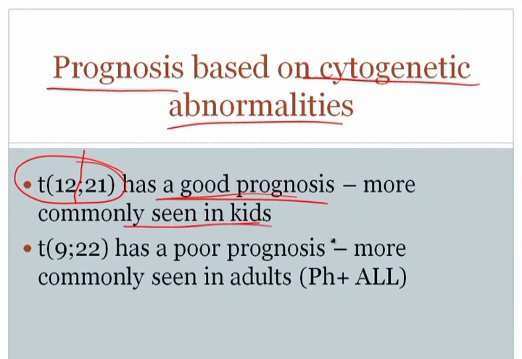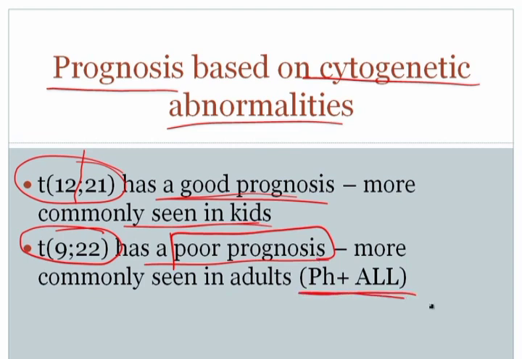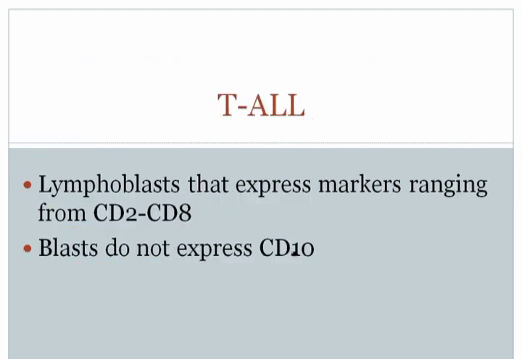Now there is another subtype of ALL in which patients can actually have a 9;22 translocation, and the 9;22 translocation has a poor prognosis. Now remember that the 9;22 translocation is classic and is a defining feature of CML. However, it can also be seen in a subset of patients that have B-ALL, and this portends a poor prognosis. This is also known as pH-positive ALL. pH stands for the Philadelphia chromosome, so remember that the 9;22 translocation is also called the Philadelphia chromosome, and this subtype is more commonly seen in adults.